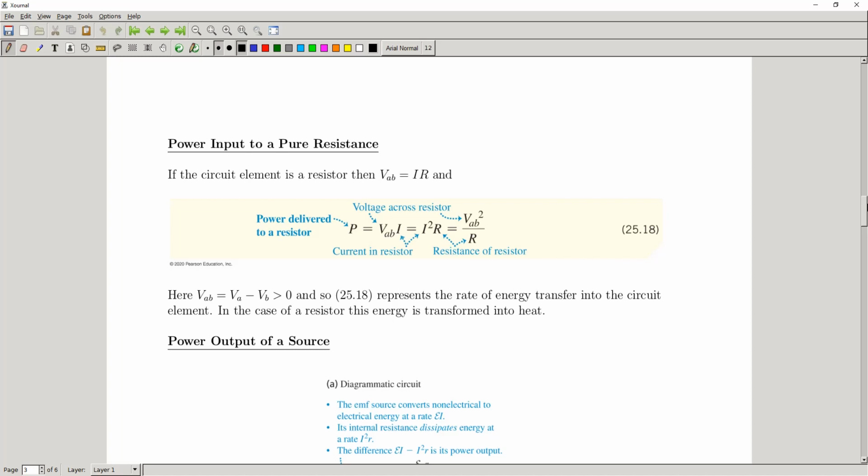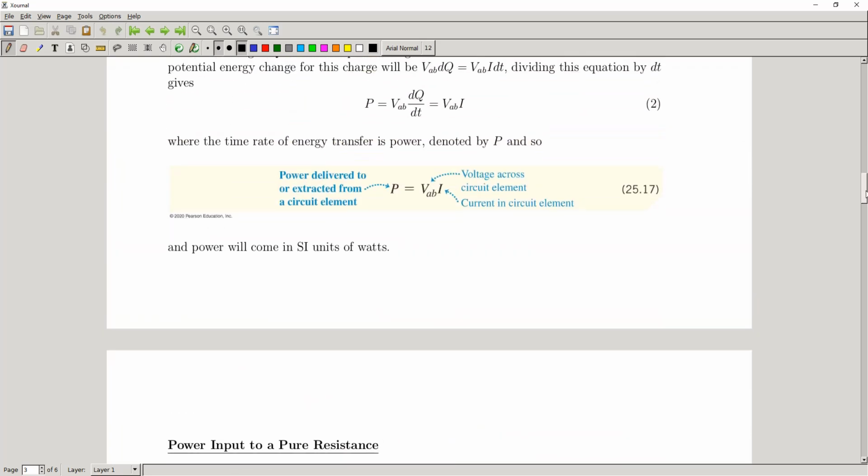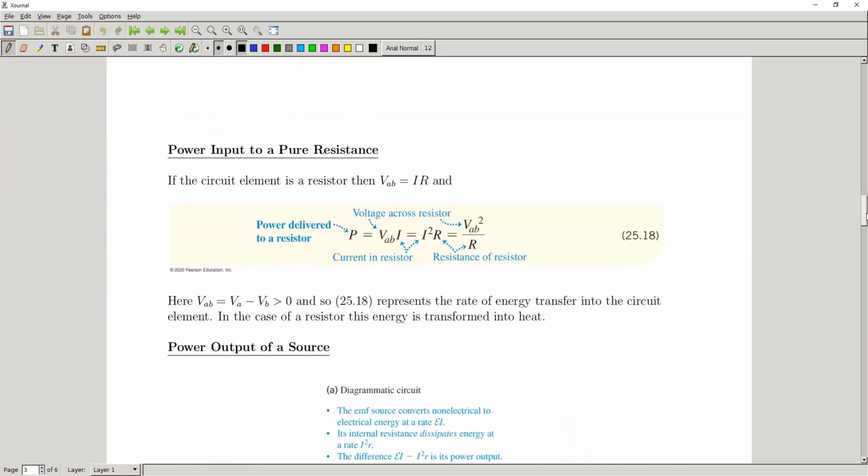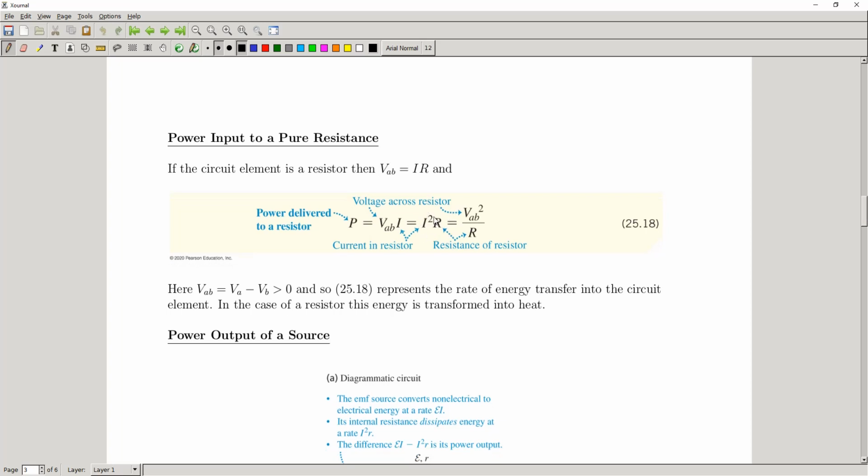Okay. If the circuit element is a resistor, then we know that our potential difference, our VAB, is going to be equal to IR, right? Ohm's law again. And so we can replace the VAB that we saw in the equation up here in 25.17 with IR, and we end up with an I squared R. Or if we wanted to, we could replace our I with a V over R, and we would just end up with a VAB squared over R, right? But thinking about this in terms of a resistor, it's often more useful to think about it in terms of this I squared R.